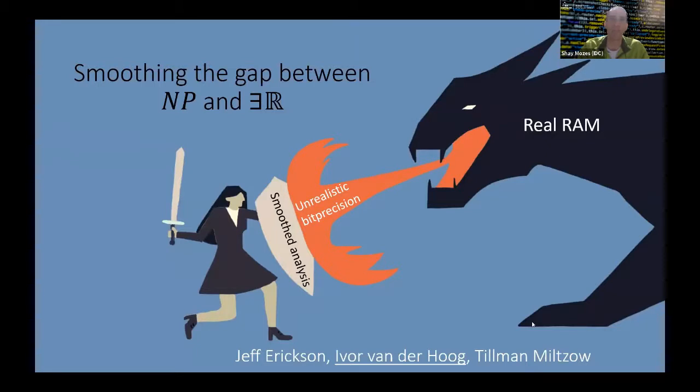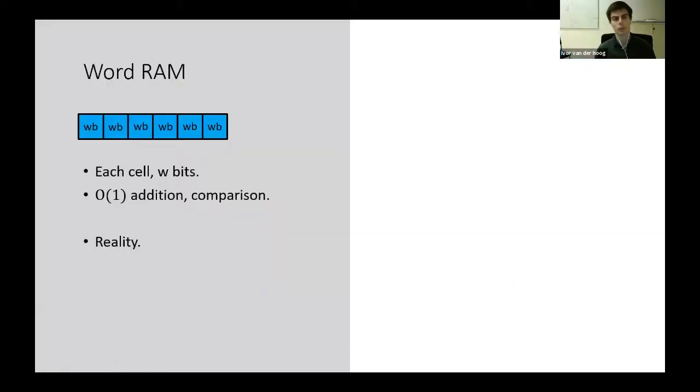So, Ivo, please. Welcome to the short talk about smoothing the gap between NP and ER. This is joint work between Jeff Erickson, myself, and Tillmann Miltzow, who you just saw. Now, before I can explain anything about the results, I first need to explain something about computation in general.